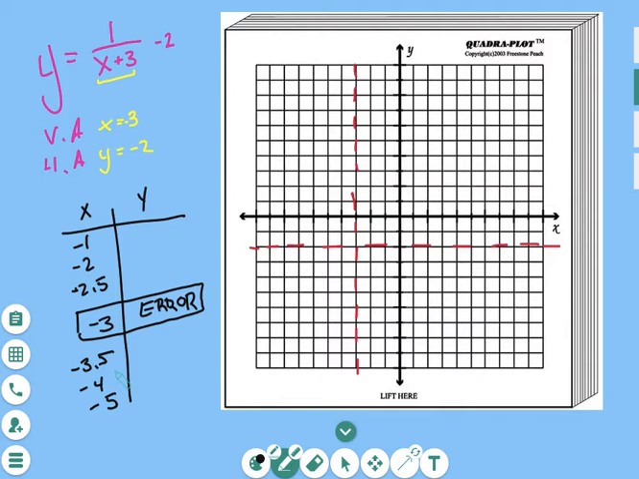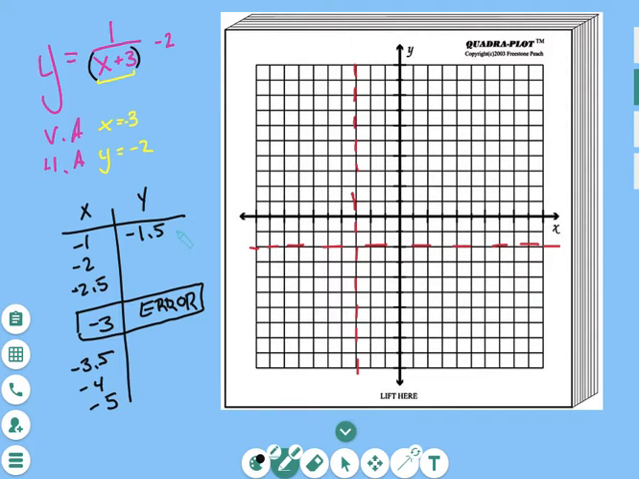When you're plugging these in, just make sure you have parentheses in the places that you should. For example, in this case, whenever you have a fraction going on, you should have parentheses around each side of the fraction, just to make sure that the calculator is doing the math in the correct order. So when I type this in, I would type in 1 divided by parenthesis, and then I'm going to start typing in my values. So -1 plus 3, close my parenthesis, minus 2. And I get an answer of -1.5.